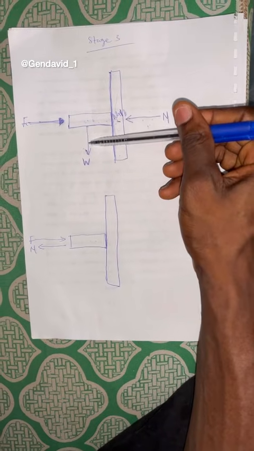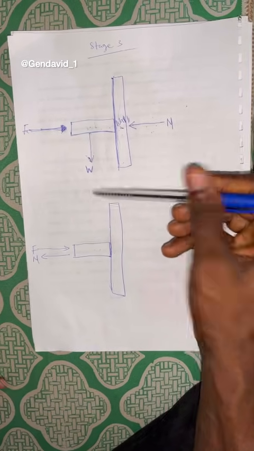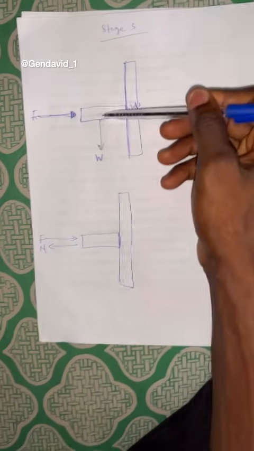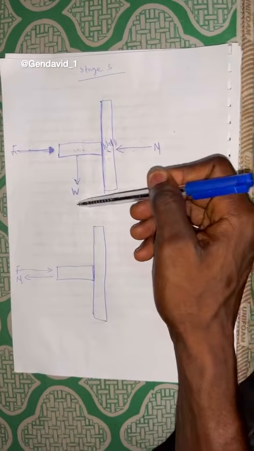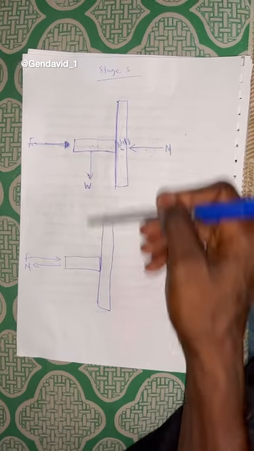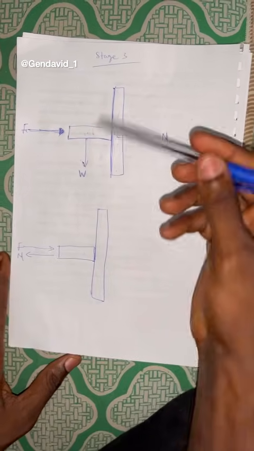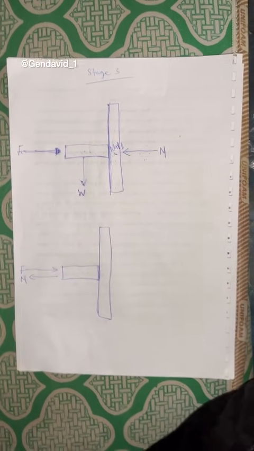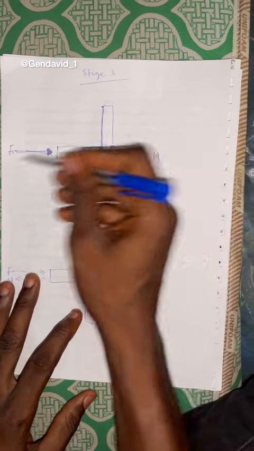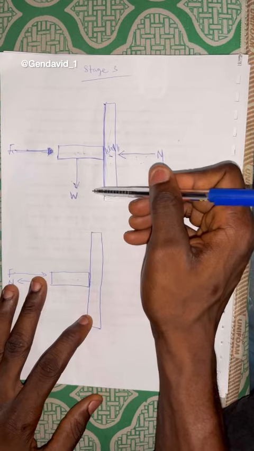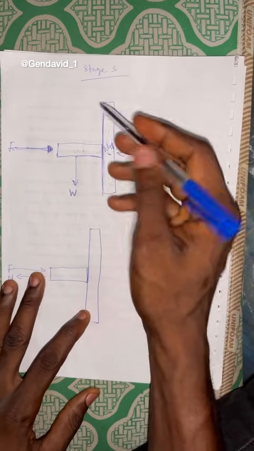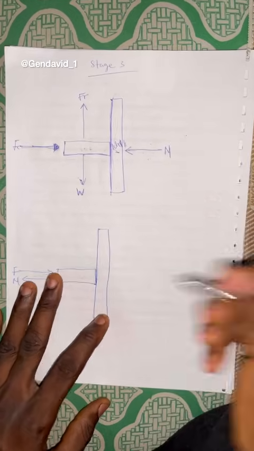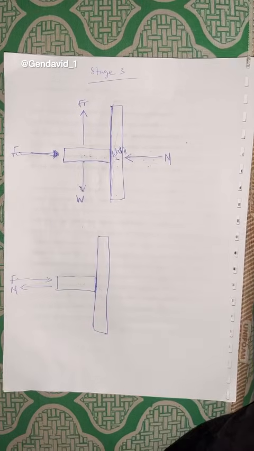But weight, what? It works vertically downward. That's weight. If you remove your hand, the weight of the object will be going like this. And at the same time, the body will be moving like this. And if the body is moving like this, the frictional force will oppose the motion of the body. That is why we have the structure like this.